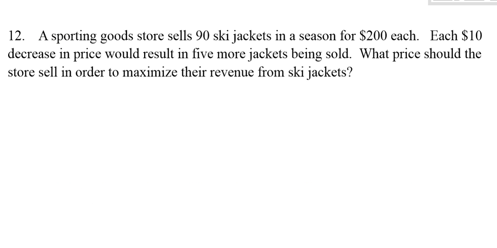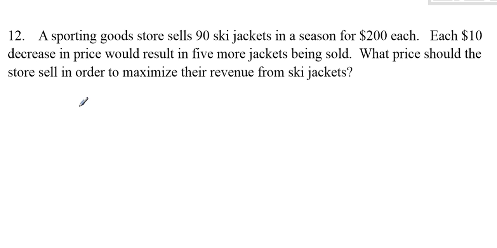Here it is. It says a sporting goods store sells 90 ski jackets in a season for $200 a pop. Each $10 decrease in price would result in 5 more jackets being sold. What price should the store sell in order to maximize their revenue from ski jackets? We haven't done a lot of problems like this. Let's see what we can do.